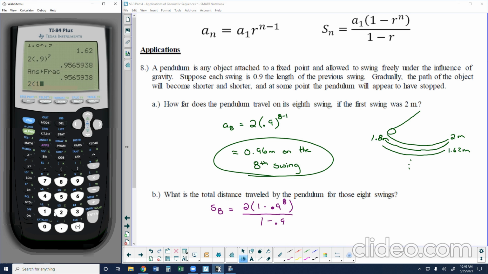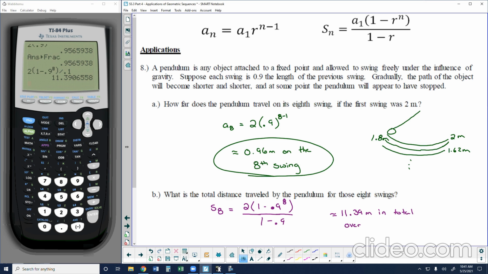So I can take 2 times 1 minus 0.9 to the 8th power, and divide this value by 1 minus 0.9, which is 0.1. This would give us the approximate total distance. So this would travel approximately 11.39 meters in total over 8 swings.